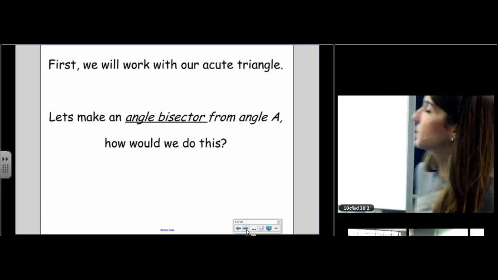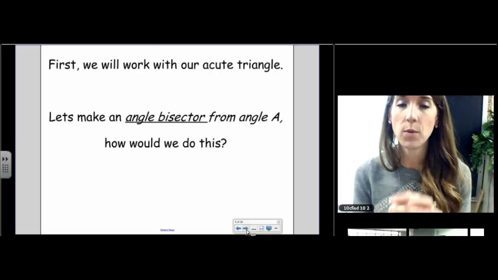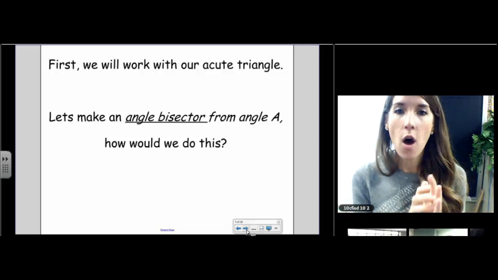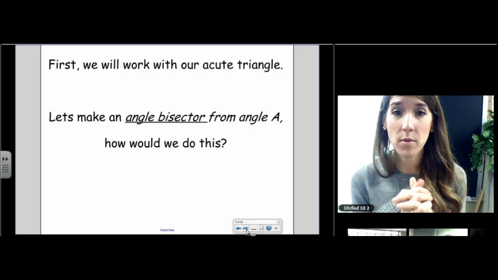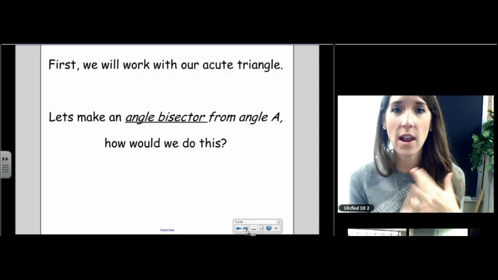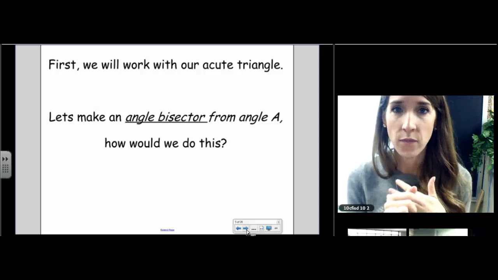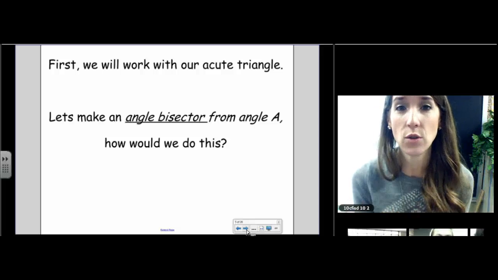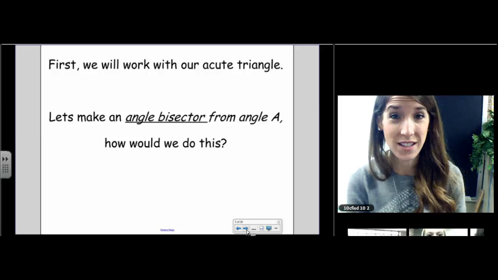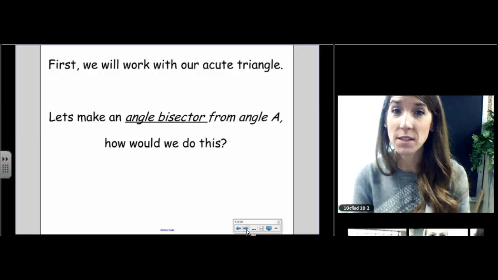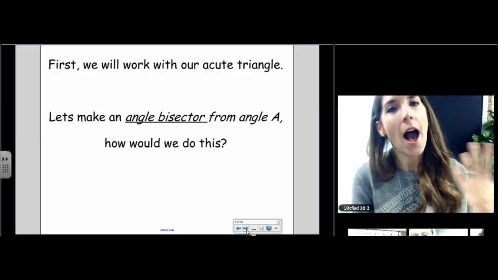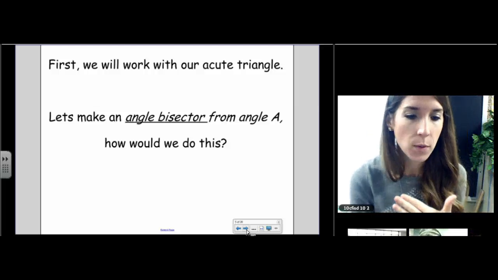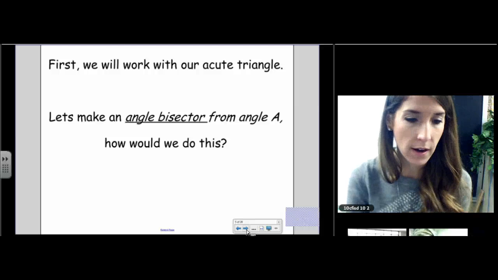So what we're going to do is work with our 2 triangles, and try to figure out how to construct all 4 of the special segments. Remember them? Median, altitude, angle bisector, perpendicular bisector. So we're going to use our acute triangle to find 2 of them, and then our obtuse triangle to find 2 others. And then for your assessment, you're going to be doing this all on your own. So that's why we're talking today about how would you find the median? How would you find the angle bisector?